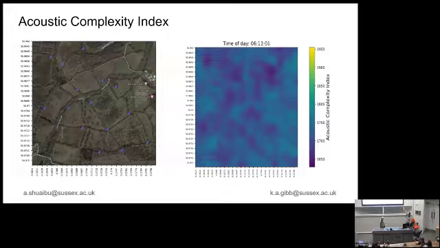This is just us interpolating, basically. We defined a continuous space over this region, and we're interpolating through space and in time. The metric here is the acoustic complexity index, which was designed to detect bird species. It's a very, very early prototype, but we got something working, which is exciting.